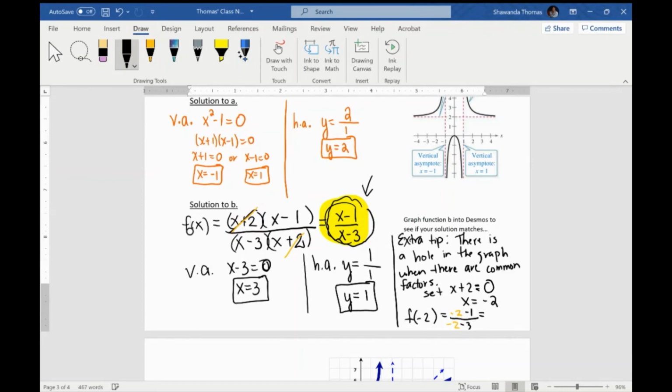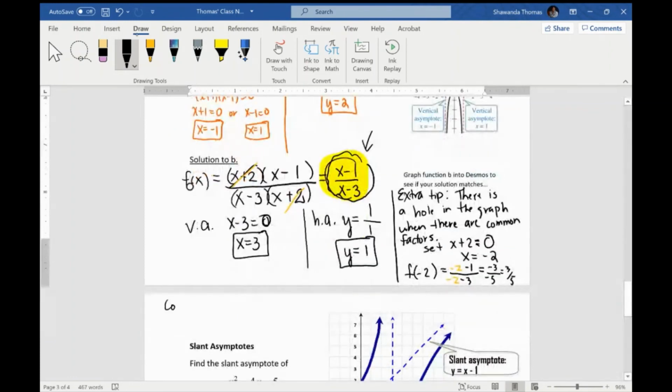All right. What's negative 2 minus 1? Negative 3. Negative 3 over negative 2 minus 3, negative 5, which is 3/5. So all I'm saying is there's going to be a hole at the point. All right, continue. Hole at the point negative 2, 3/5.